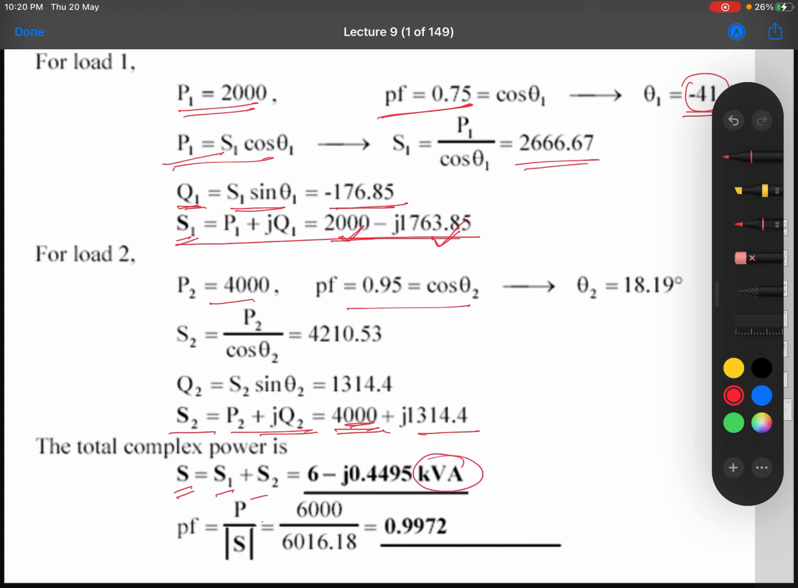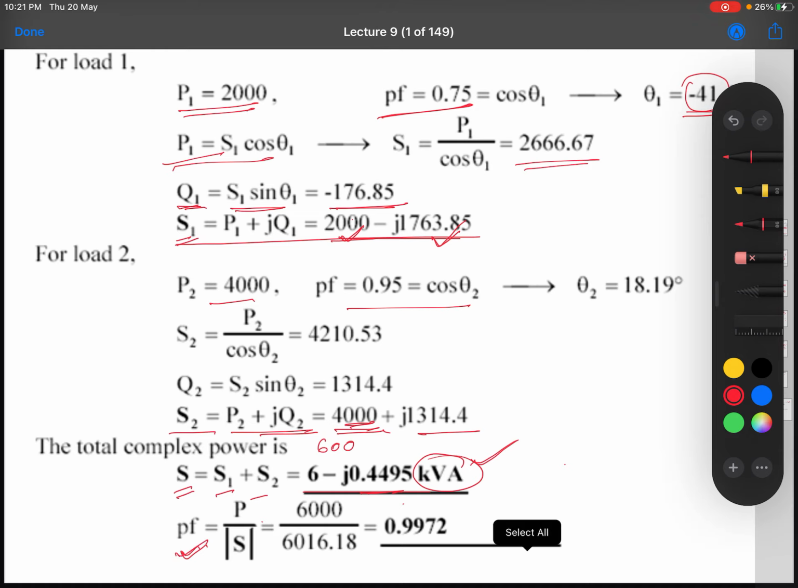So this is basically adding 2000 and 4000, giving 6000, and this is subtracting the reactive parts. So the total amount of power is this much. That is basically 6000, you can multiply by 10 raised to the power 3 because it is kVA. So 6000 kilowatt plus j449 kVA, and that is what you get. And from there you can calculate the value of power factor.